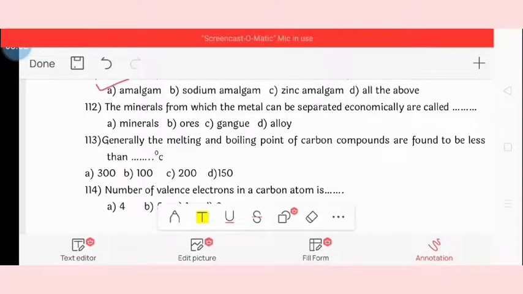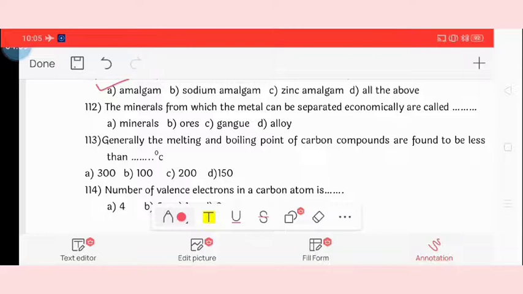The minerals from which the metals can be separated economically are called dash: minerals, ores, gangue, alloy. So the correct option is ores. The minerals from which the metals can be separated economically are called ores. Option B is the correct option.